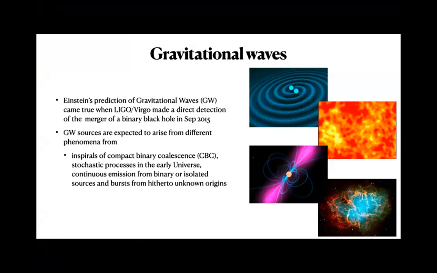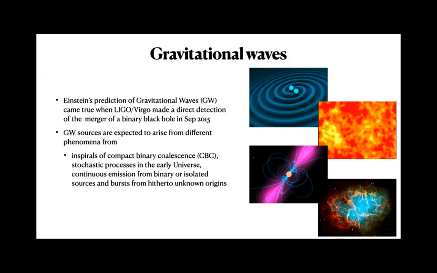There are expected to be different kinds of gravitational wave sources to be detected. The different mechanisms or types of gravitational wave sources that we expect to find are inspirals of compact binary coalescence, which means mergers of a system of binary objects; stochastic processes, which could arise from very early in the universe, or could just be a stochastic background arising from hundreds and hundreds of mergers or different kinds of gravitational wave sources that we cannot really resolve; and continuous emission from binary or isolated sources.